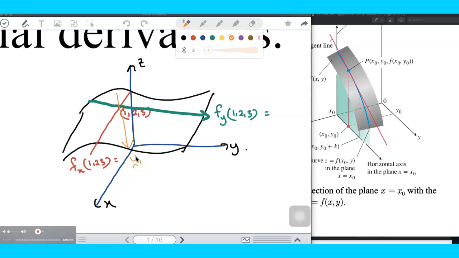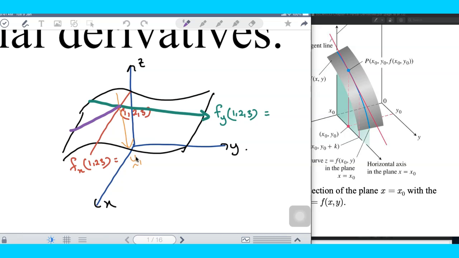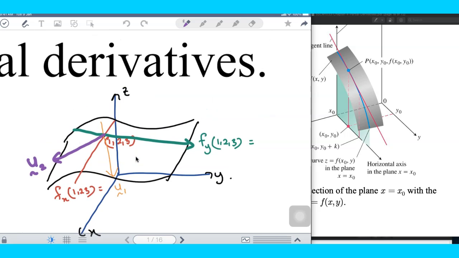You want to know the slope if you follow this direction, let's say given by u2. And then maybe you are interested to know what the slope is if I'm using that direction, or maybe that direction.